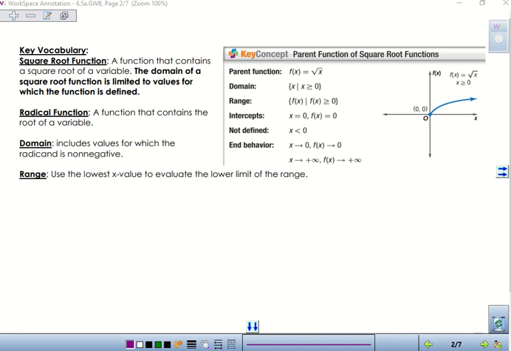So whatever value is going to make what's underneath the radical less than 0, we have to exclude from our domain, okay? And the range we can find by just plugging the lowest value of the domain into the function to get the range. So this is what the square root parent function looks like. We're going to talk about how we can produce that.